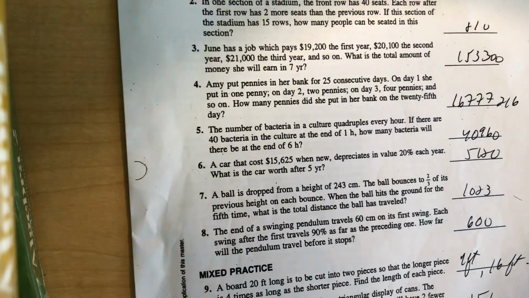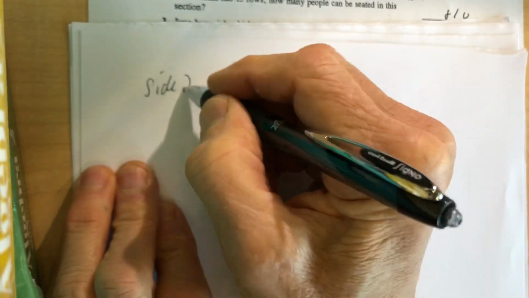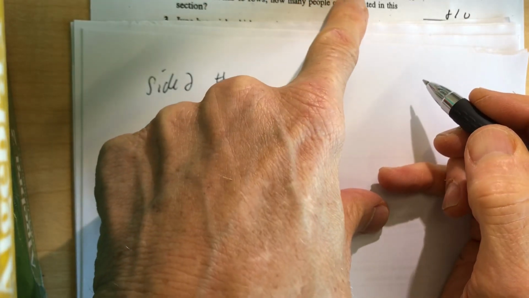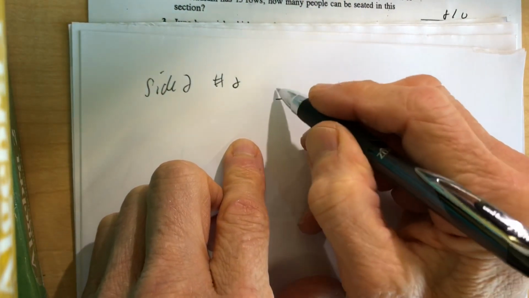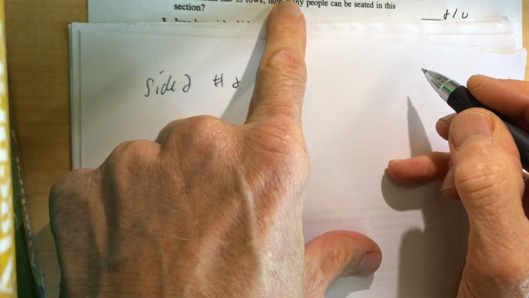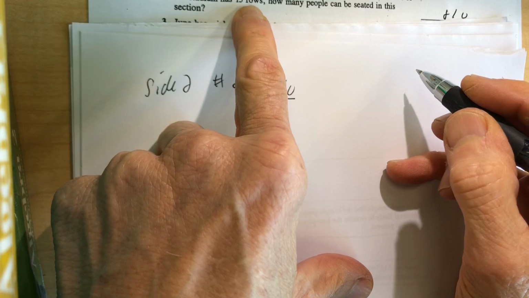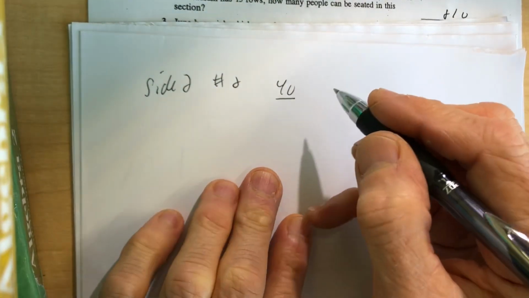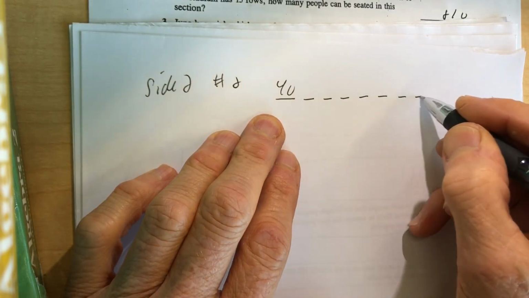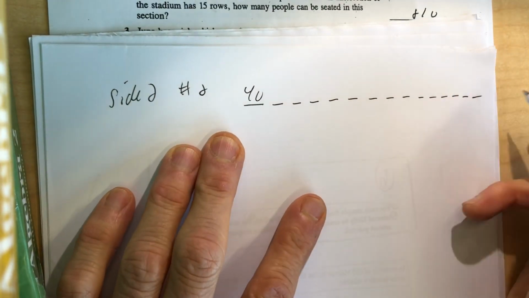Let's do side 2, number 2. In one section of a stadium, the front row has 40 seats. Each row after the first row has 2 more seats than the previous row. If this section of the stadium has 15 rows, how many people can be seated in the section? So we need 15 spaces. 1, 2, 3, 4, 5, 6, 7, 8, 9, 10, 11, 12, 13, 14, 15.